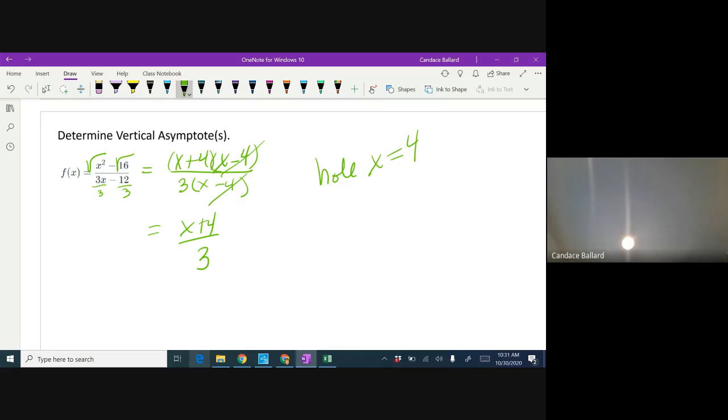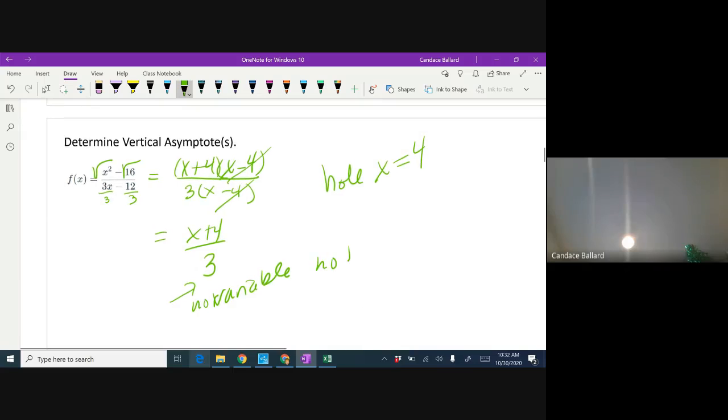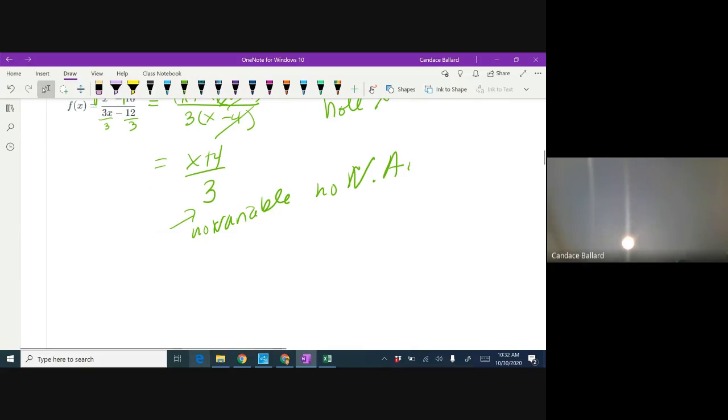So, is there a vertical asymptote? Yes or no? Tell me in the chat. What do you think? Is there a vertical asymptote? Good job. There isn't one, right? Because there's no variable left in the denominator. So because there's no variable, okay, there's no vertical asymptote. And I'm totally abbreviating vertical asymptote. No variable in denominator.